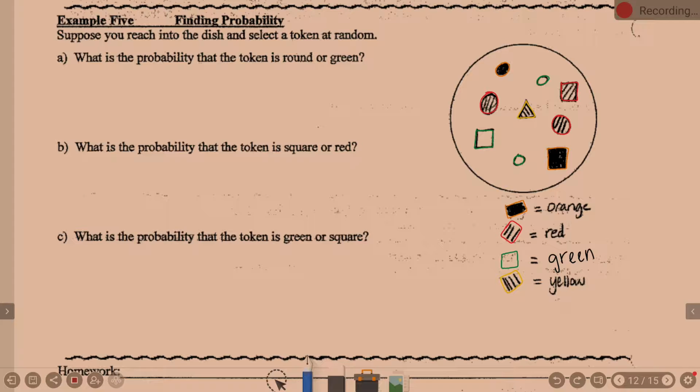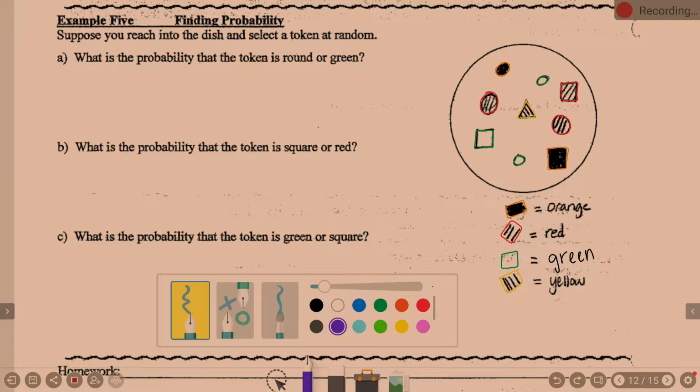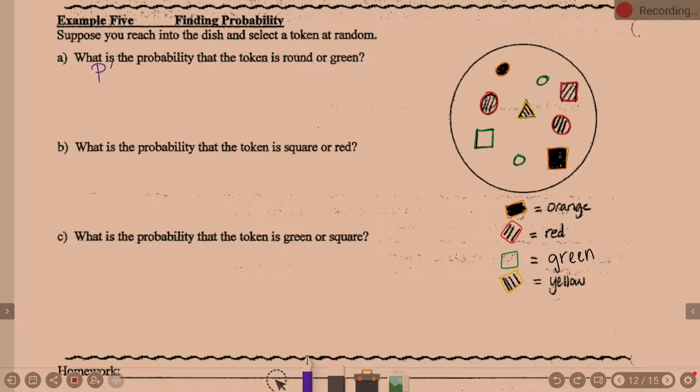Okay. So, as we look at this, suppose you reach into the dish and select a token at random. What is the probability that the token is round or green? So I'm going to write probability of round or green.